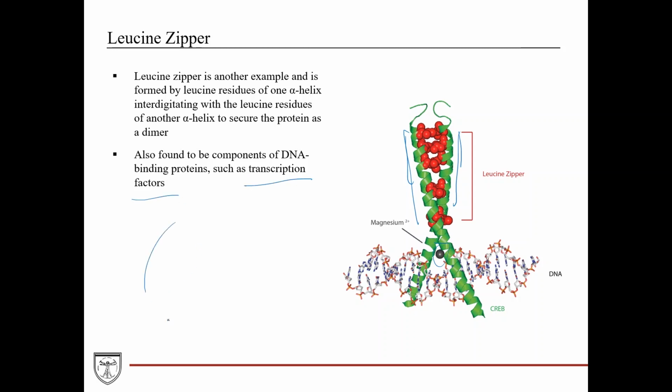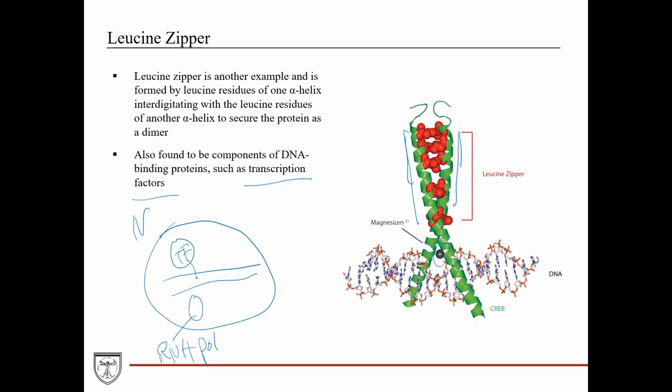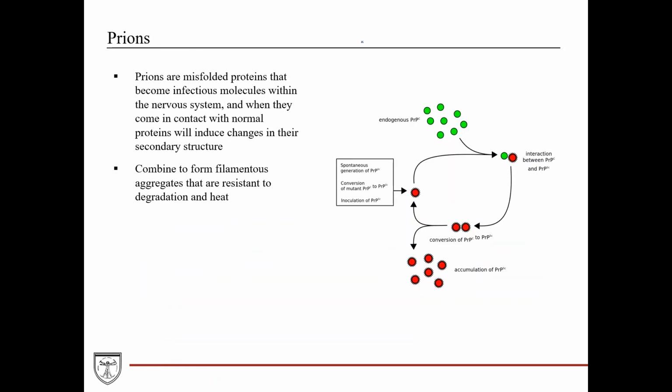And again, remember, you're in the nucleus here, you have your DNA, and you could have RNA polymerase, but remember there are also transcription factors that bind to the DNA and help enhance this binding, or they can also block it. Either way, the transcription factor has to bind to the DNA, and some of them can have leucine zippers, which help enhance that function.